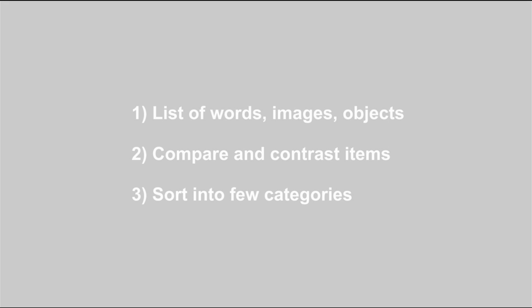We start with a list of words, a list of images, or a collection of real items. Next, we go through the list and we compare and contrast the items with one another. The goal is to find a set of categories so that every item fits into one of them. Ideally, no category is labeled miscellaneous, and you usually want to keep the number of categories to a minimum. Let's look at an example.